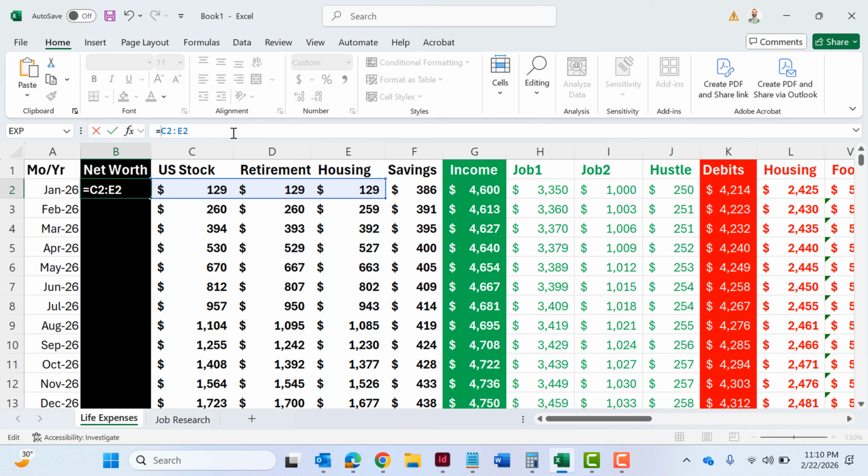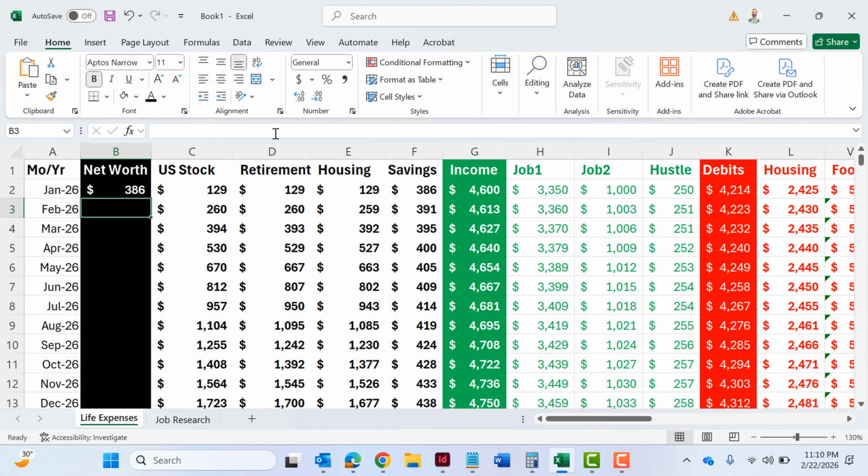But you know what I messed up? I did not put in equals sum. We're adding a range here. It's really easy to mess up one character in Excel, so be careful with that. Hit enter. Our net worth, our first month, is $386.